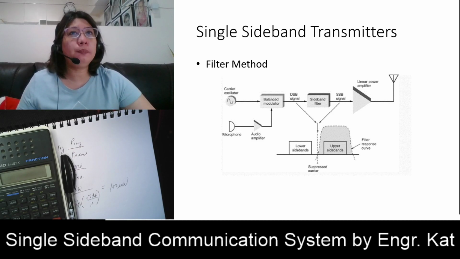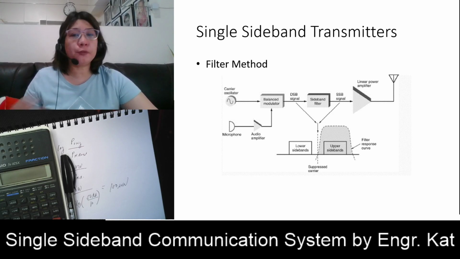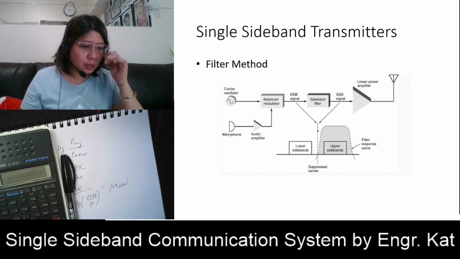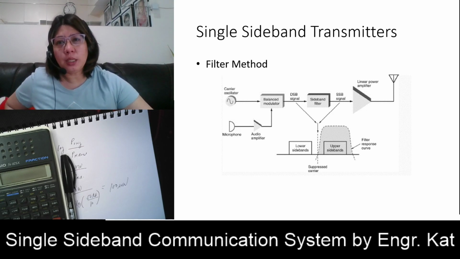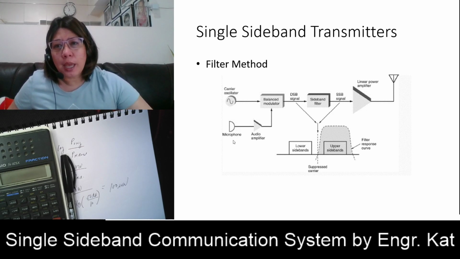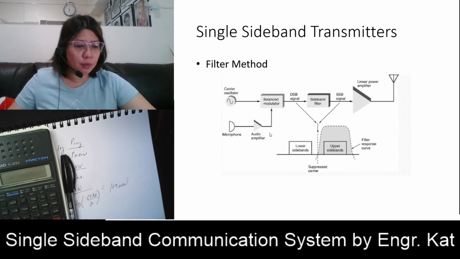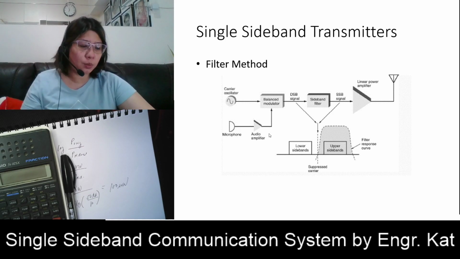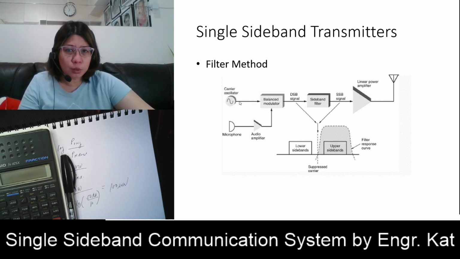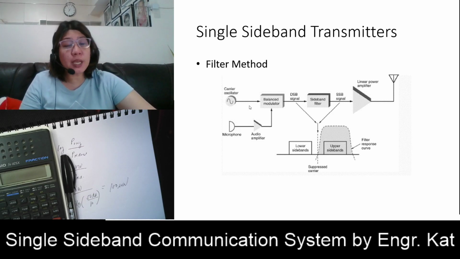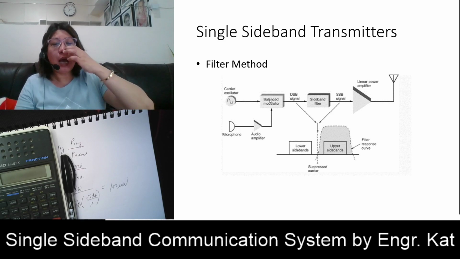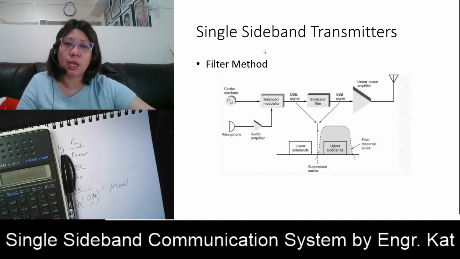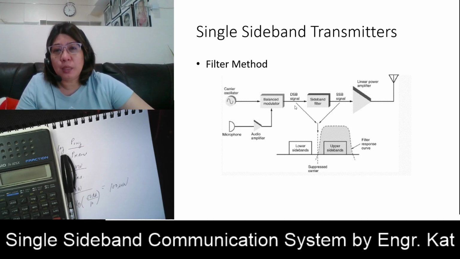We have here the different techniques. The first technique is what we call the filter method. The filter method is considered the simplest and most widely used method. As you can see, you have your carrier, and your audio amplifier in the form of a microphone, usually a voice. Your crystal oscillator usually provides your carrier signal. They pass through a balanced modulator circuit. After passing through it, you have a double sideband signal.